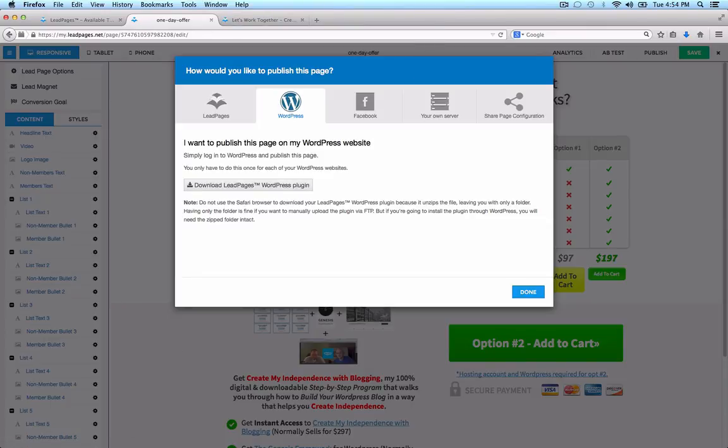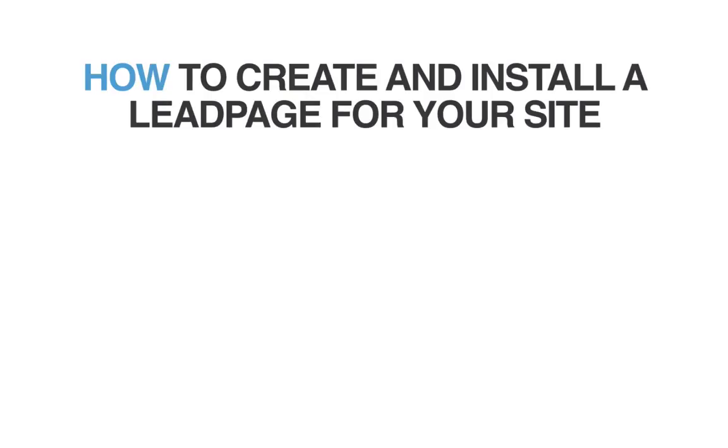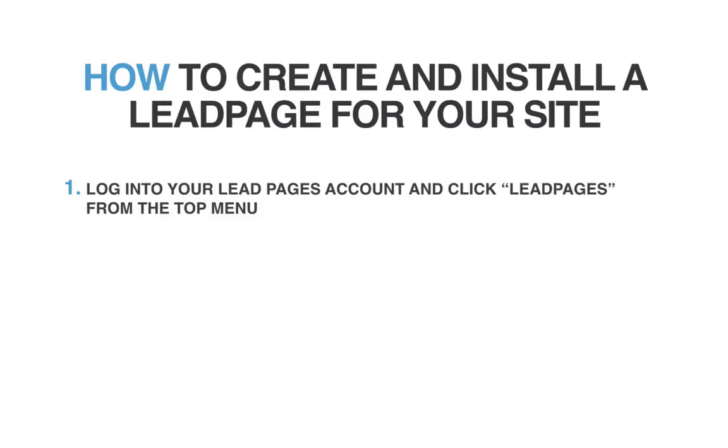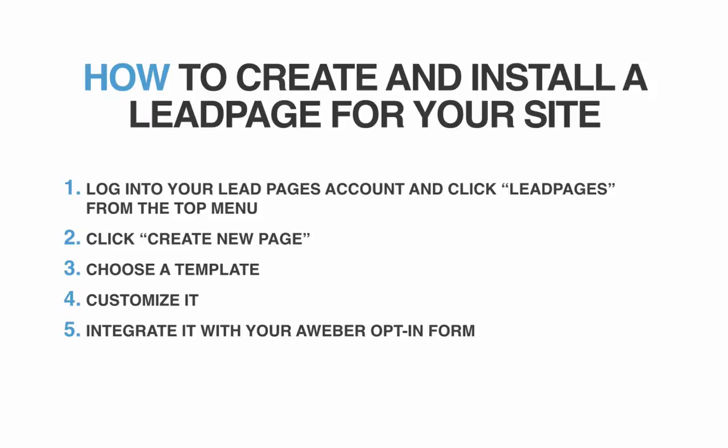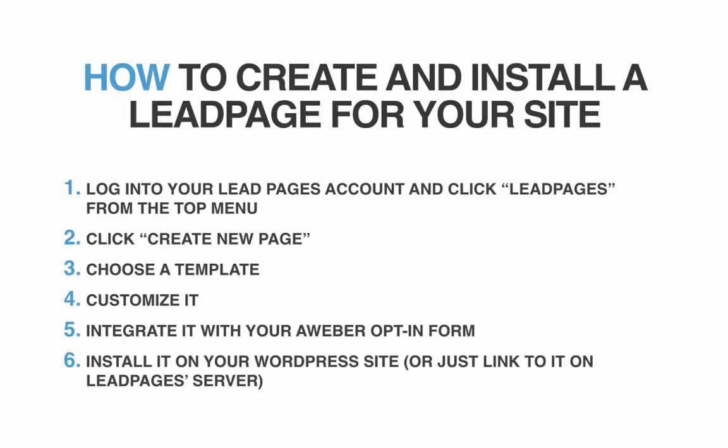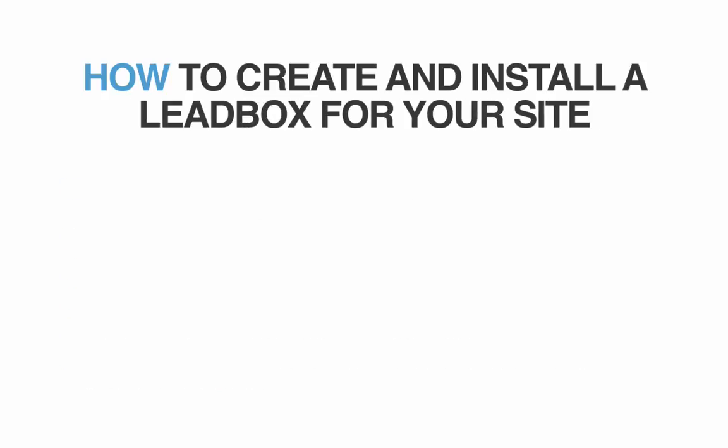Okay, so let's head back to these steps where we talked about how to create and install these. So these should all make sense now. Log into your account, click lead pages or templates, create a new page, choose the template, customize it like I showed you, all the customization controls, integrate it with your Aweber opt-in form. Remember, you need an Aweber opt-in form built first so that you can integrate with it. And then finally install it on your WordPress site, either through the plugin or just link to lead pages link. So that's it. And let's talk about now how to create and install a lead box for your site.